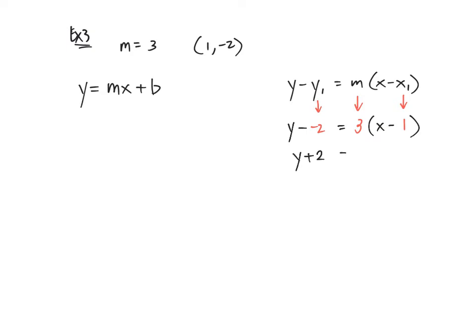So it's y plus 2, distribute this, and then subtract 2 to both sides, and that gives you the slope-intercept form. Okay, if you want to solve for the y-intercept instead first, and then go back and plug everything in to get the equation, that's perfectly fine too.